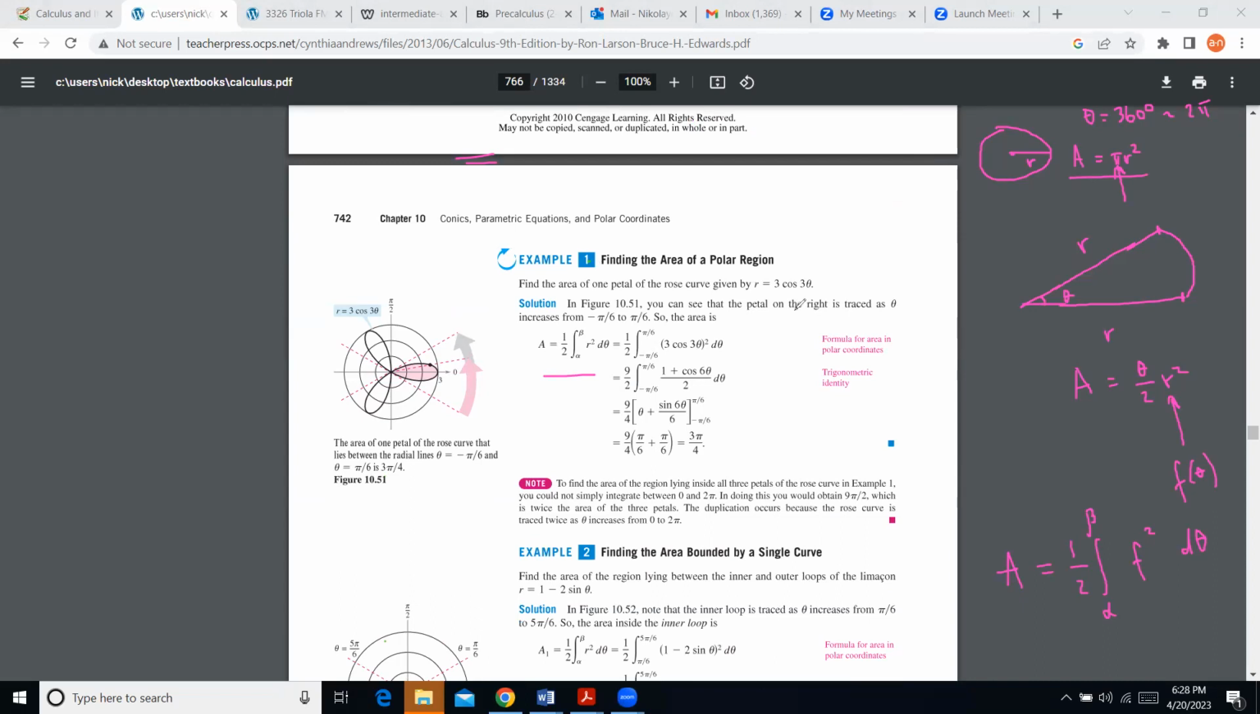So in example 1, they have the function r, which is 3 cosine of 3 theta. Okay. So now we need to set up this formula to find the area of that single petal of our rose that is in between negative pi over 6 and positive pi over 6. Let's see, why is it negative and positive pi over 6?